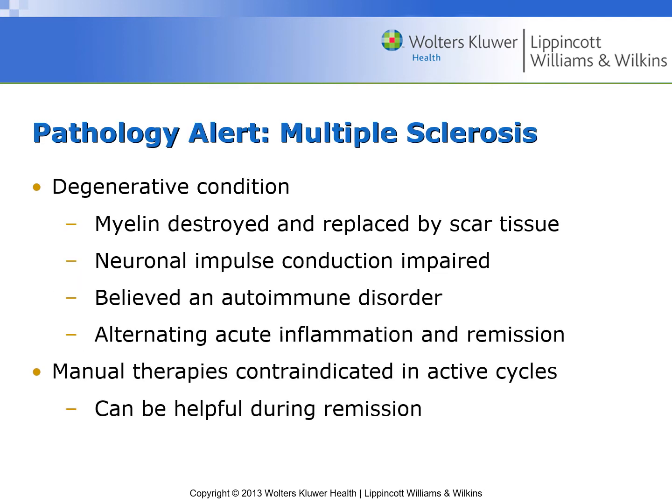Let's take a brief moment to give this pathology alert. Multiple sclerosis is a degenerative condition whereby the myelin is destroyed and replaced by scar tissue. The neuronal impulse conduction becomes impaired, and it is believed to be an autoimmune disorder. It alternates between acute inflammation and remission, and manual therapies are generally contraindicated during active cycles. However, it can be helpful during times of remission.